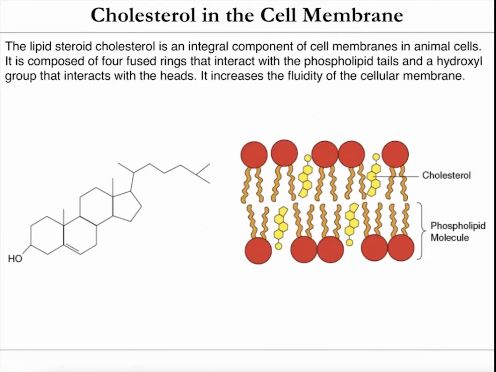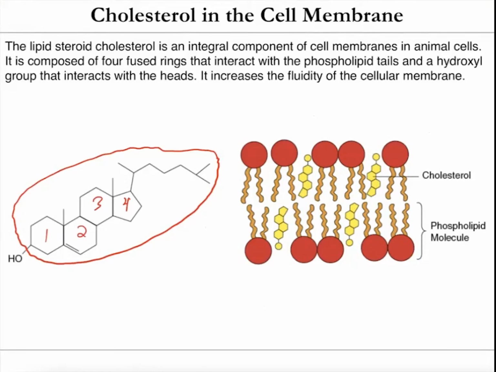Another important lipid component in cell membranes, specifically animal cells, is cholesterol. Cholesterol is a lipid steroid molecule, and it is considered a lipid because it is hydrophobic. It has this long hydrophobic hydrocarbon group, composed of four fused rings made entirely of hydrocarbon. And up here, it has a single polar hydroxyl group. Cholesterol is really important for a lot of reasons.